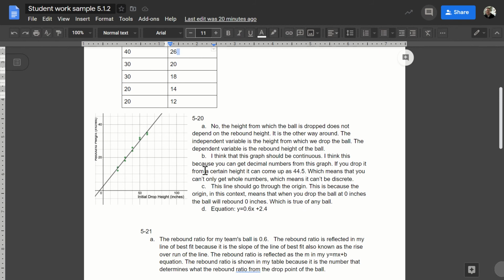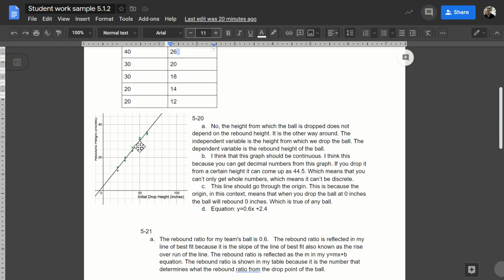So what's nice is because this is linear, I can have a certain height, drop it, and it's going to rebound up to a certain place. It looks like this particular one recovers about 60% of its initial drop height. So if I drop it from an initial drop height of 100, this model is predicting that it should rebound back up to 60, right? If I dropped it from 40, times 0.6 should be a 28-ish. So the model is saying about 28.